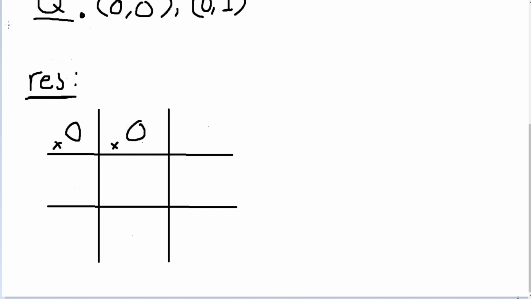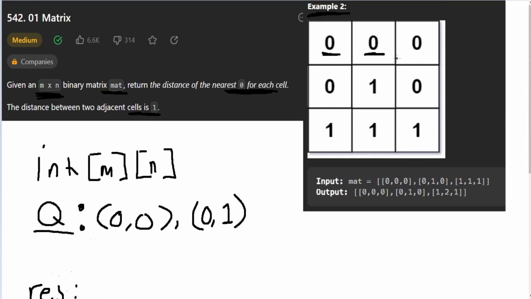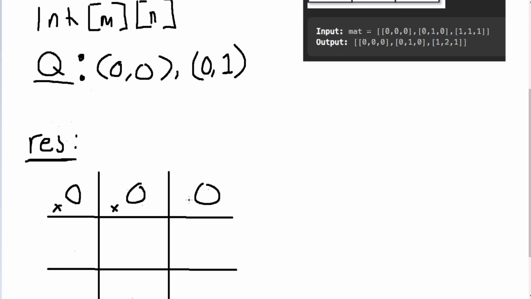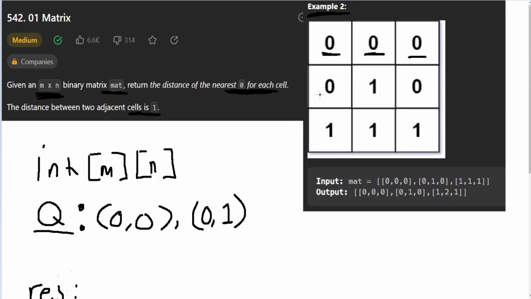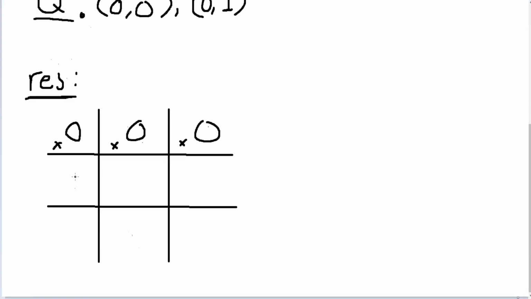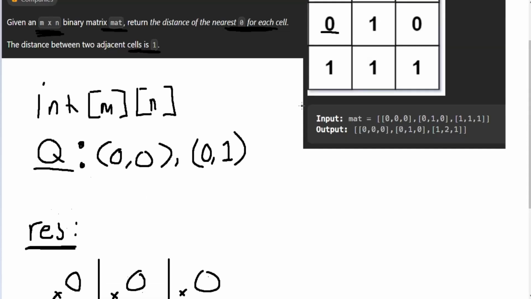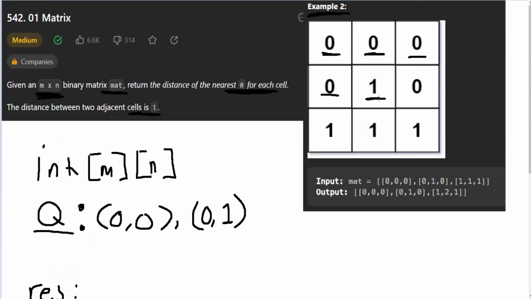So now we have the zeros here, and then the nested for loops would continue. It would go here, 0, add it to the queue. We would check this one. Okay, it's a 0. We add it to the queue, and obviously we initialize that cell in the result matrix, right? And now what do we do if it's a 1, right?